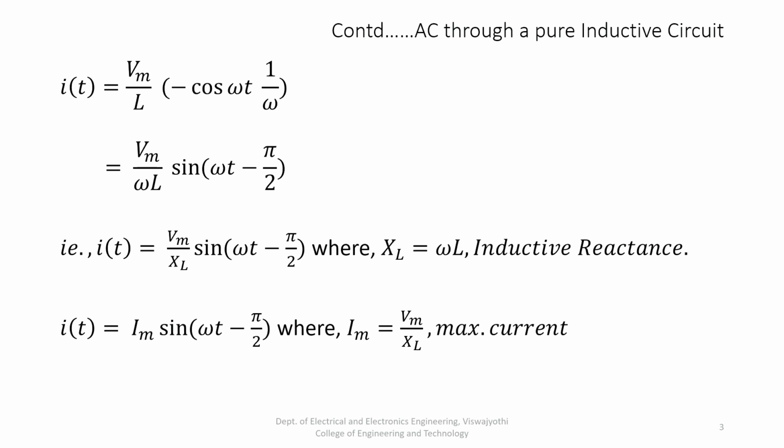So the current I of t equals Vm by XL sin omega t minus pi by 2, where XL is the inductive reactance. Rearranging, the expression for current I of t can be written as I of t equals Im sin omega t minus pi by 2, where Im equals Vm by XL, which is the maximum current in the circuit.